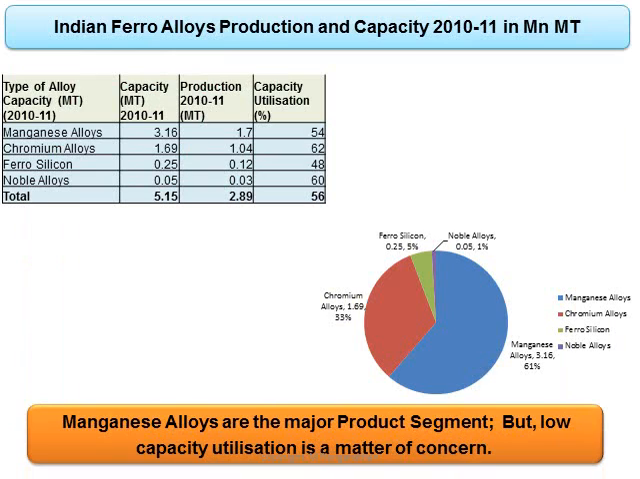Now, let us understand the production and the capacity utilization of the ferroalloy plants in India. There are four categories of ferroalloys under which the production has been classified. These are manganese alloys, chromium alloys, ferrosilicon, and noble alloys. The total installed capacity in 2010-11, which is slightly outdated, is 5.15 million metric tons. Against this, the production of the ferroalloys was only 2.89 million metric tons, indicating a capacity utilization of 56% only. Now, such a low capacity utilization is definitely a matter of concern for any industry. Let's go ahead.